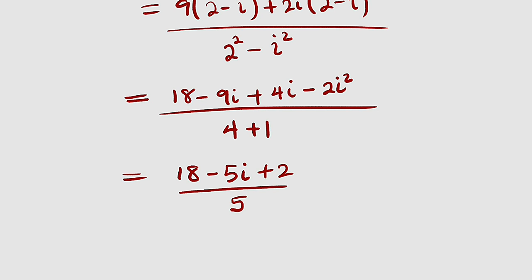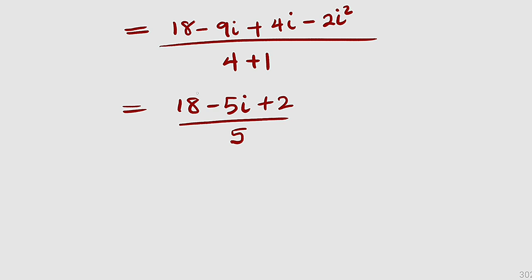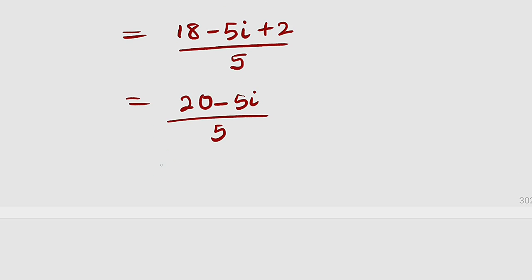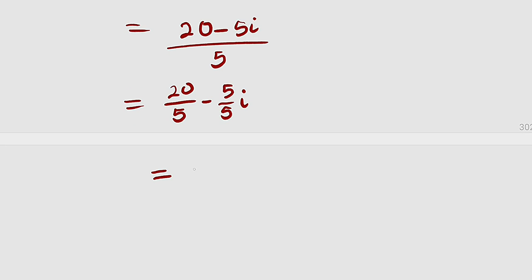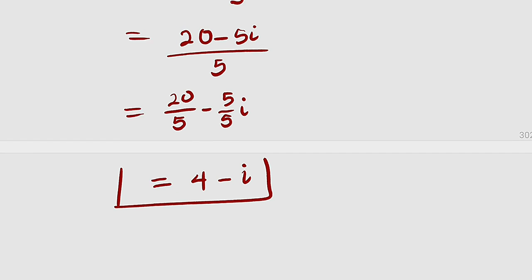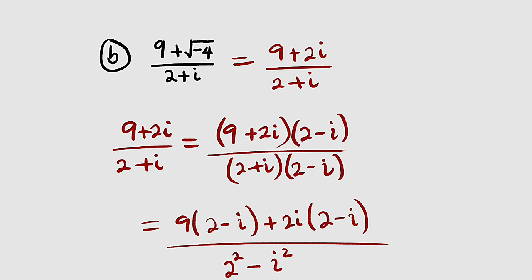Divide by 5. To the top, we have 18 plus 2, which is 20. So this is the same thing as 20 minus 5i, divide by 5. Let's split the fraction. This is 20 divided by 5 minus 5 divided by 5i. And finally, 20 divided by 5 is 4. Minus 5 divided by 5 is 1i, which is the same thing as i. So this is the simplified form of this fraction, 9 plus square root of negative 4 divided by 2 plus i.